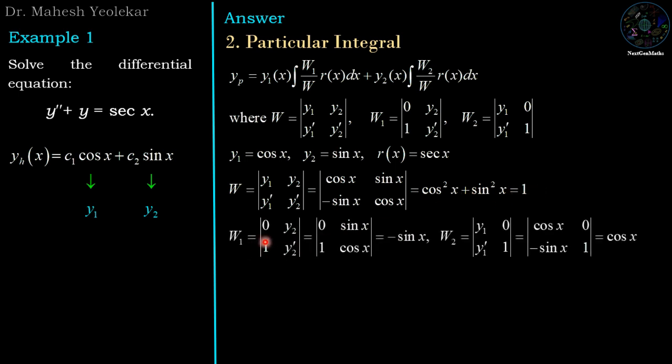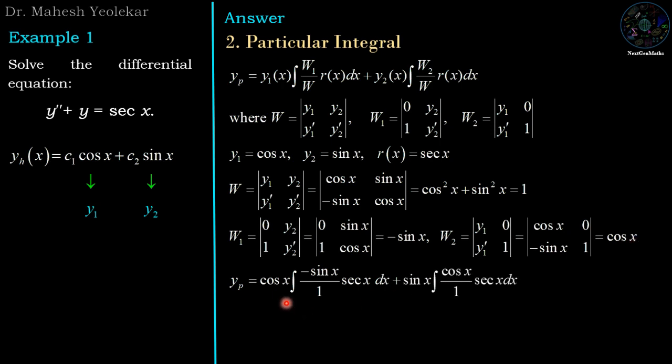W1 is the determinant with rows 0, 1 and y2, y2 dash. So 0, 1 and sin x, cos x. So we have minus sin x. And W2 equals the determinant with rows y1, y1 dash and 0, 1. So cos x, minus sin x and 0, 1. Its value is cos x. Now substitute those values in yp.